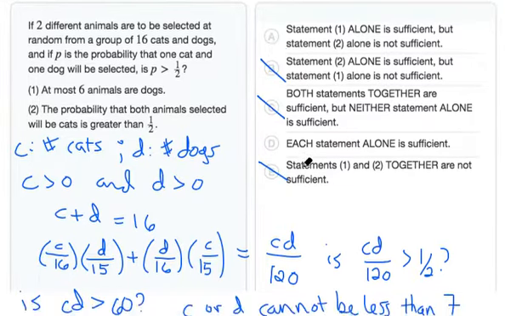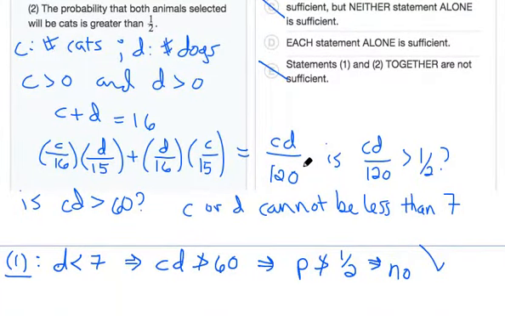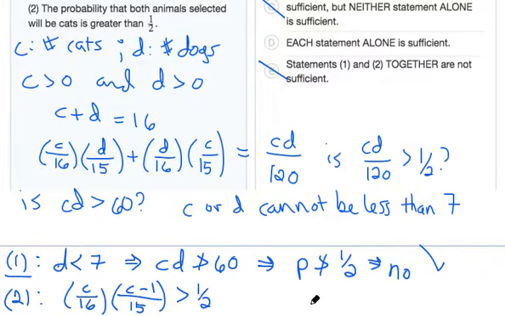Let's consider statement 2. Scroll down to give us a little more space. We'll keep statement 2 visible still. For statement 2, it's given that the probability that both animals selected will be cats is greater than 1/2. So we have the probability that C over 16 times C minus 1 over 15 is greater than 1/2. If we simplify, this is equivalent to C times C minus 1 is greater than 120.